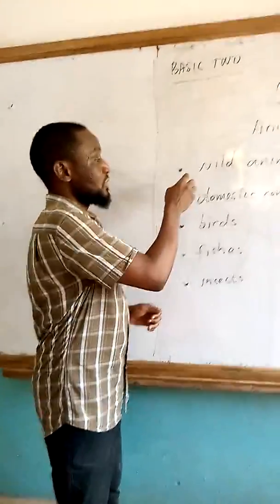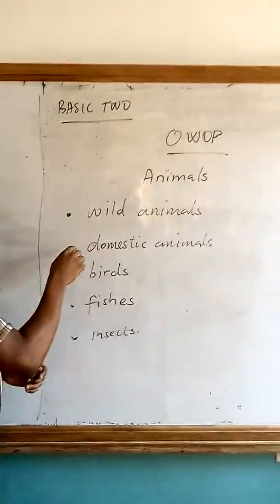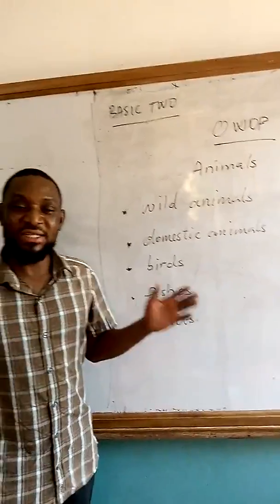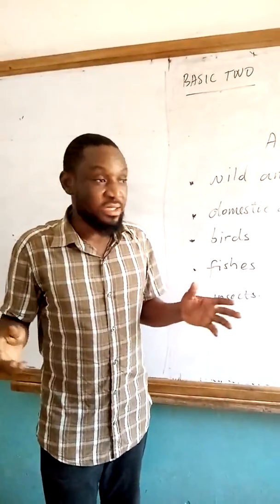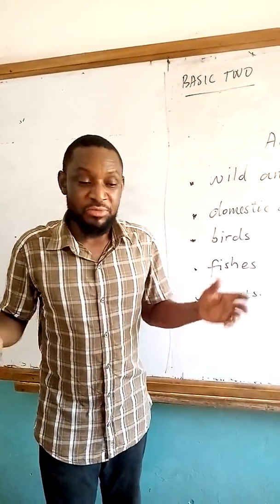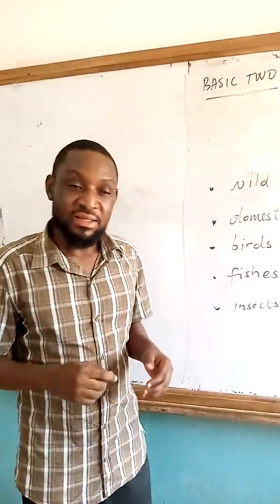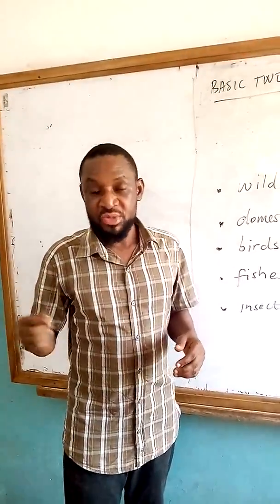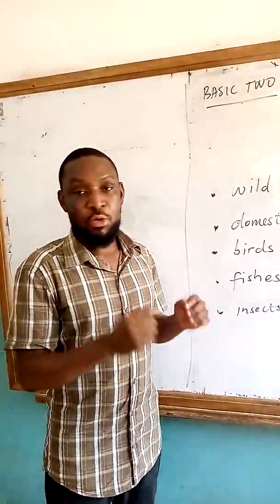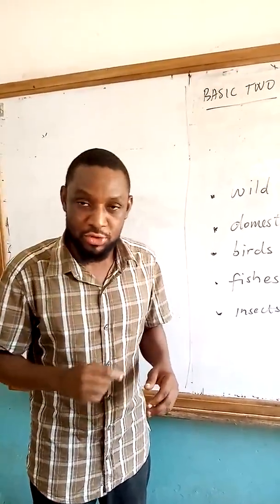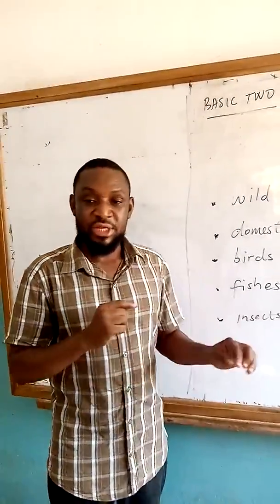Now, to begin with, wild animals. Some of you already know what wild animals are. When you hear the term wild animals, you go, wow. Some of you know that wild means dangerous animals. Some of you don't know what it means. Wild animals are animals that live in the bush, in the forest, in the jungle. They don't live in our homes with us, partly because some of them are dangerous. As a result, we cannot live with them.